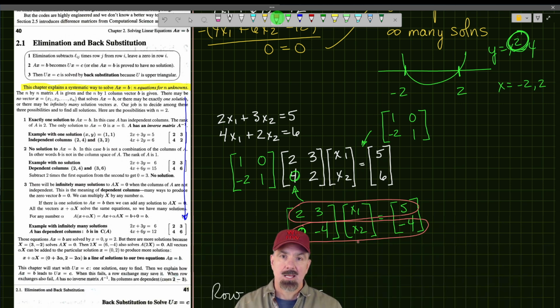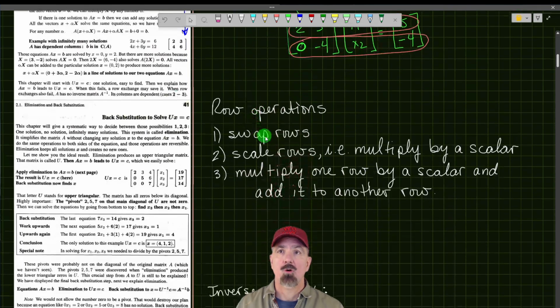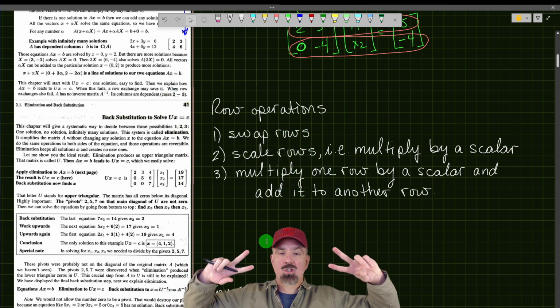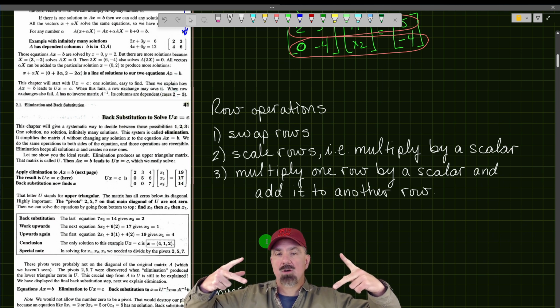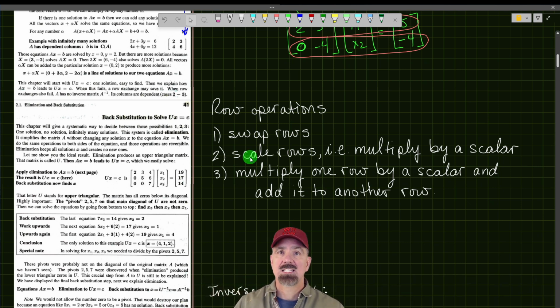This process of elimination is something that we can standardize using matrices and vectors. All we're doing is using linear algebra to perform row operations. The three row operations that we can do are, we can swap rows. Rows are just equations, so swapping them is no different than just rewriting the equations, which of course doesn't make any difference. We can scale rows.